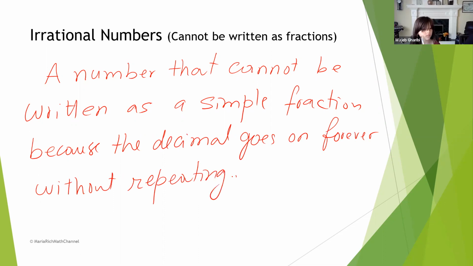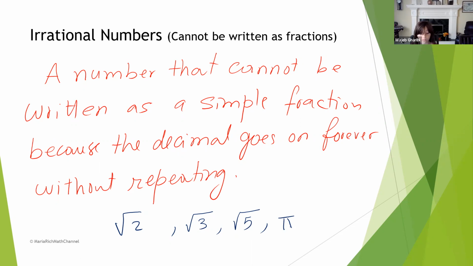What is that? Give me an example. For example, the square root of 2, or the square root of 3, or the square root of 5, or pi. An irrational number is a number that cannot be written as a simple fraction.